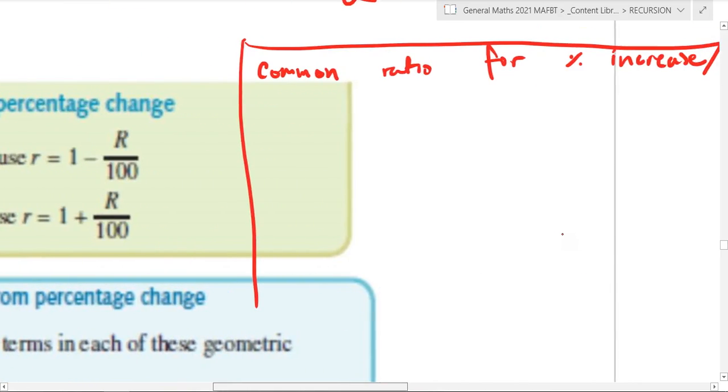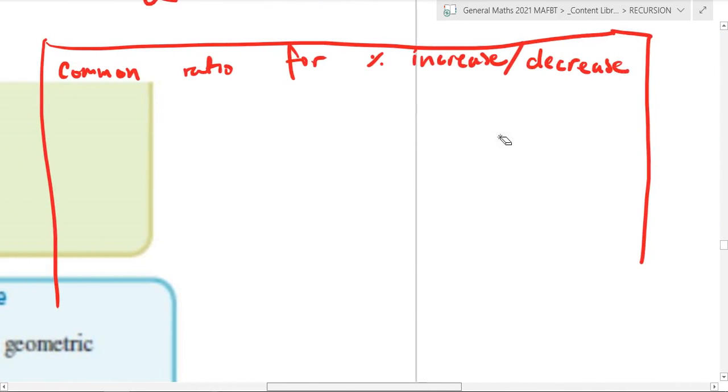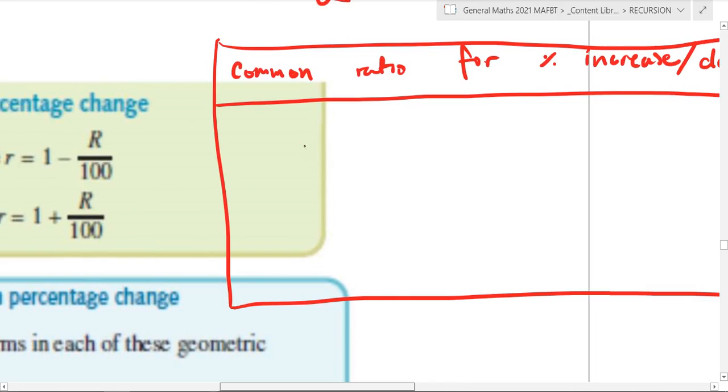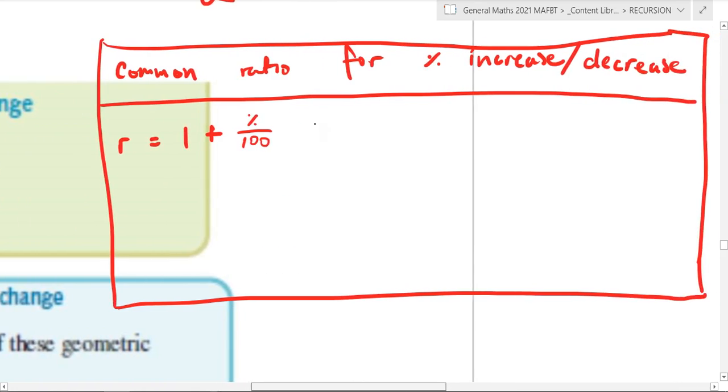This next part here. Okay, these two rules that you need to use for your common ratios when it's a percentage change. Okay, so when your percentage is increasing, we use this rule, R equals 1 plus the ratio, or I would say here the percentage over 100. So if something is increasing, we use this rule here: R equals 1 plus the percentage over 100.